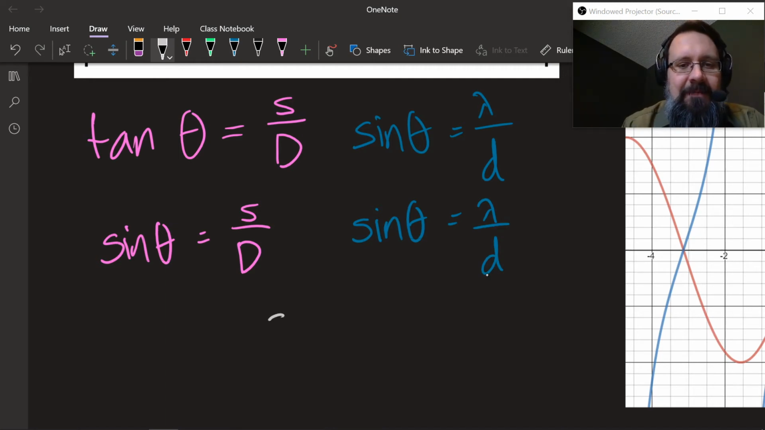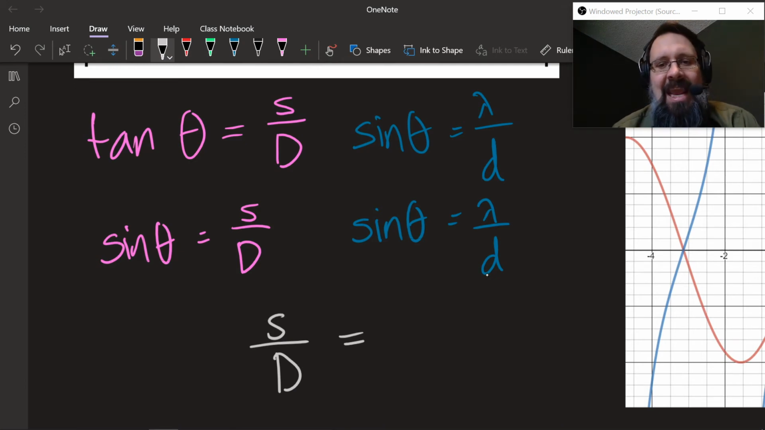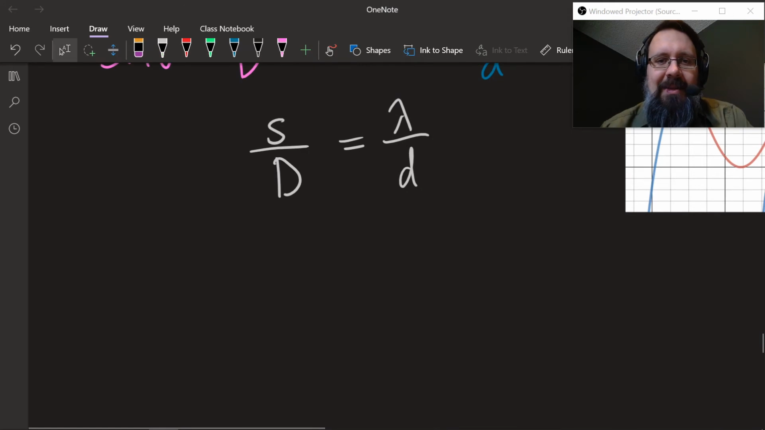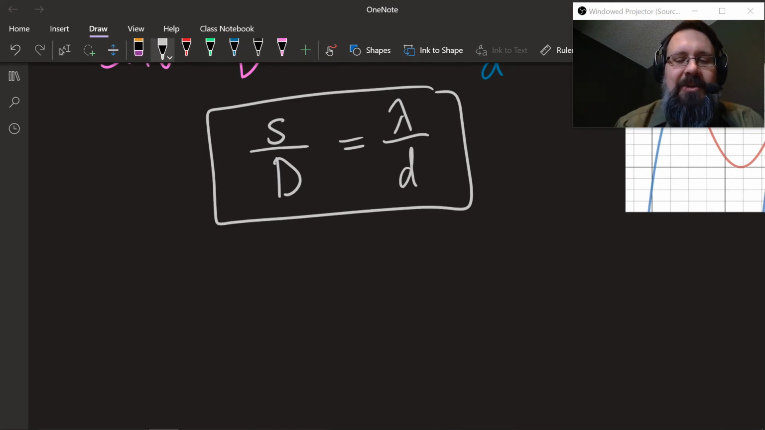That means that the fringe spacing divided by the distance to the screen, that ratio has to be the same as the ratio of the wavelength of the wave to the distance between the two slits. And that's it. That's our double slit diffraction equation.